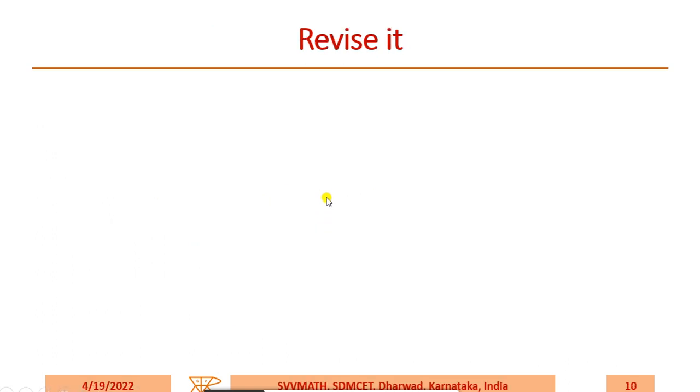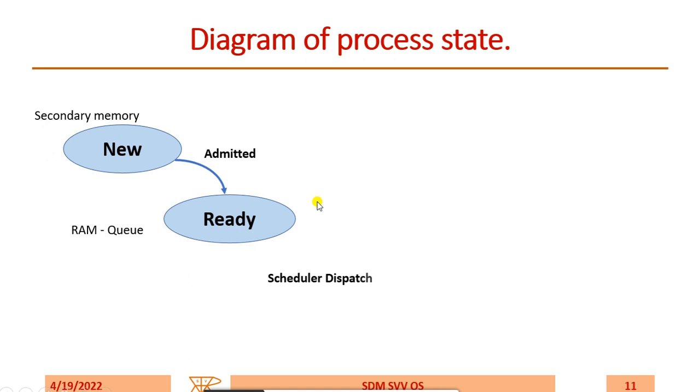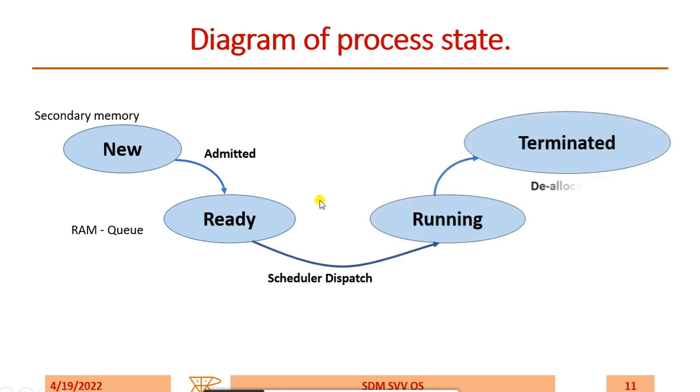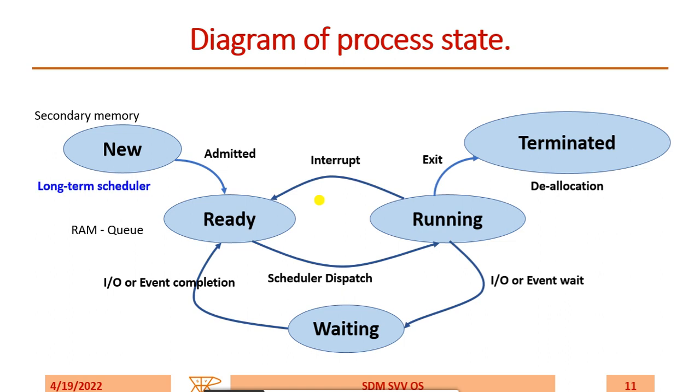So just revise whatever I have told just now. New, admitted, ready, and selected, running, over, terminated. If IO is needed, it will go to the waiting state. IO is over, ready state. If any interrupt occurs, run to ready. And remember the long-term scheduler and the short-term scheduler.